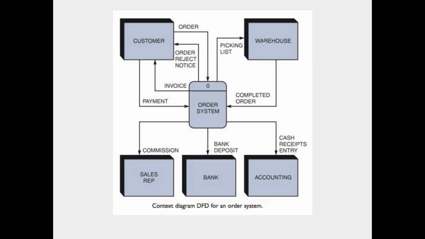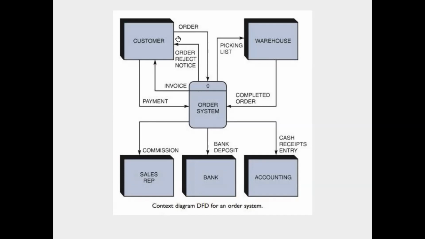And these are external entities. These could be persons or organizations or other systems, right? So customer is a user, warehouse is a place, and sales rep another person, the bank, again an organization, the accounting, maybe it could be the accounting system, right? So you can see those are the external entities.